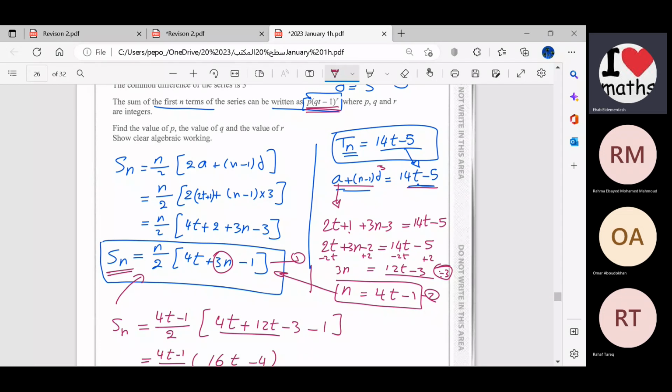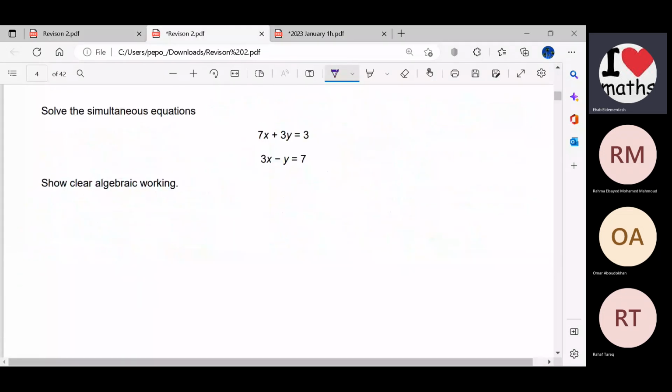Let's go back to our revision. This is one of the questions. Do we have any problem with the simultaneous equation? Last time, I saw amazing answers.